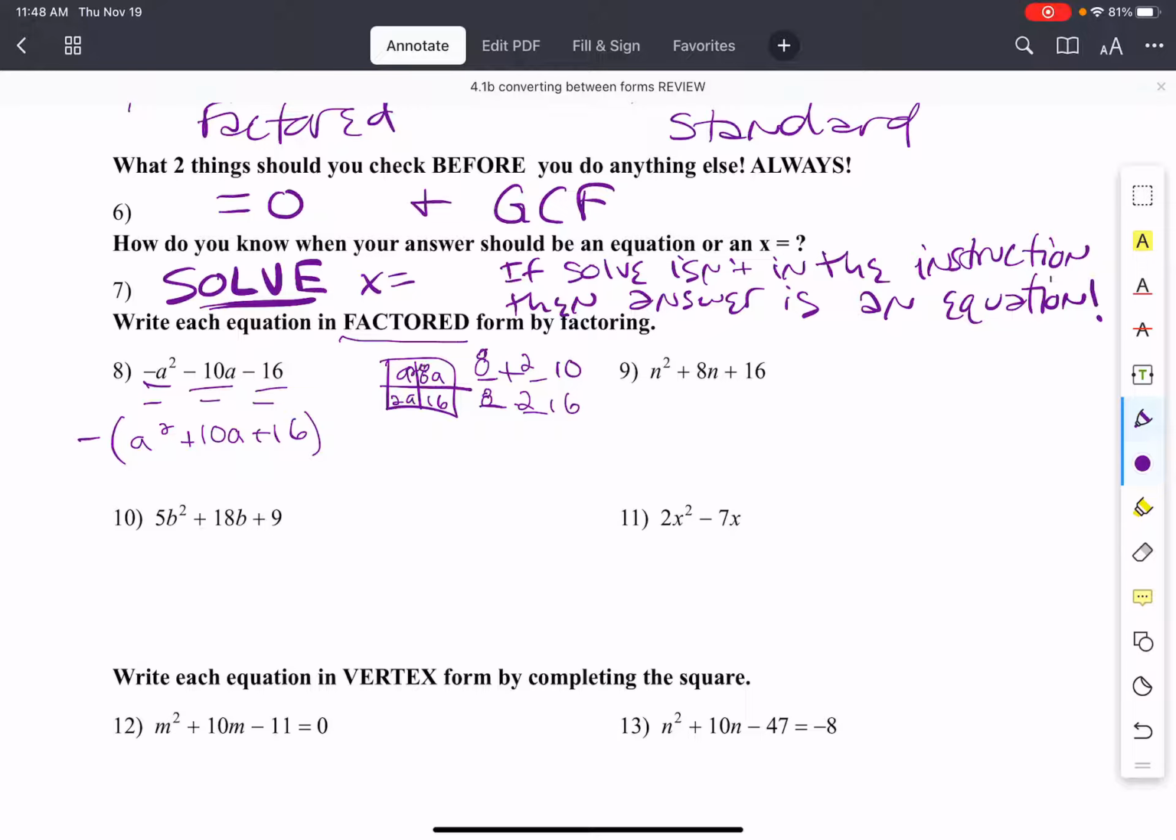Now I'm going to take out a greatest common factor in each row and column. So what does the first row have in common? Good. Second row? First column? Good. And second column? Good. So my answer is A plus 2 times A plus 8. Is that my answer? Don't forget the GCF I took out at the beginning is still part of the factored form. So that negative I took out at the beginning.